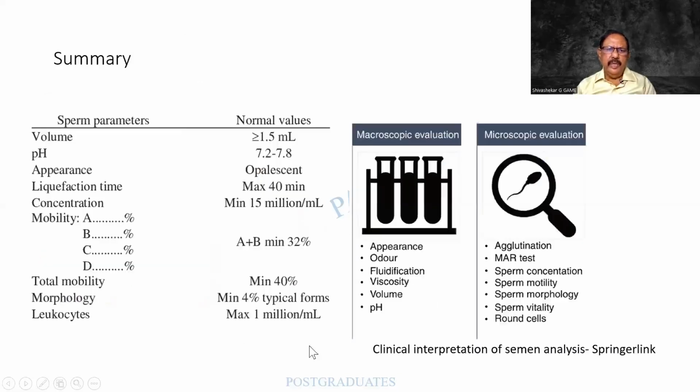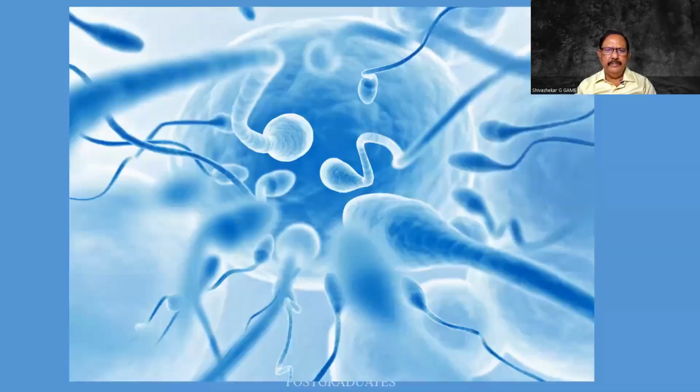So these are the various parameters, and this can be a checklist for us. See whether all these are being followed. It's a beautiful summary thanks to Springer Link. So the appearance, odor, viscosity, volume, agglutination, concentration, motility, morphology, then vitality of the sperms as well as the round cells. Thank you for your patience.